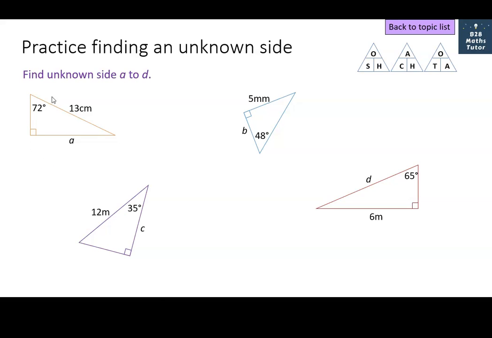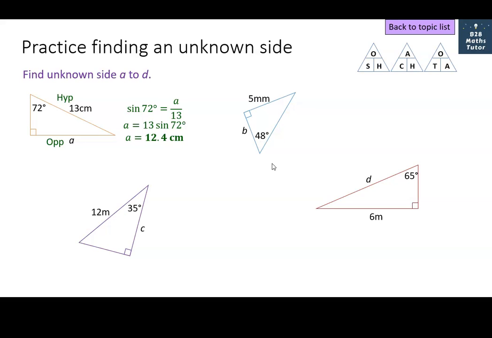Answers then. For this one, we're dealing with the hypotenuse and the opposite. So we need the SOH triangle. The one that we're looking for is the opposite. So sine 72 is opposite over hypotenuse, that's a over 13. Rearrange it and you get a is 13 times sine 72, or if you use the cover-up method, sine 72 times 13 gives you the opposite, which is a. Put it in your calculator and you get 12.4 centimetres.